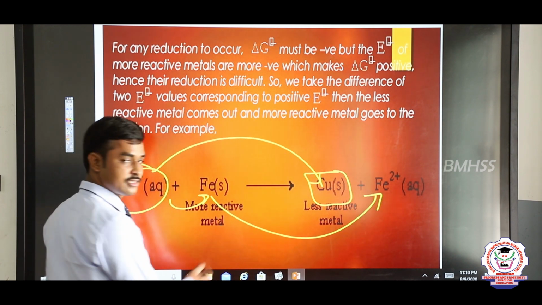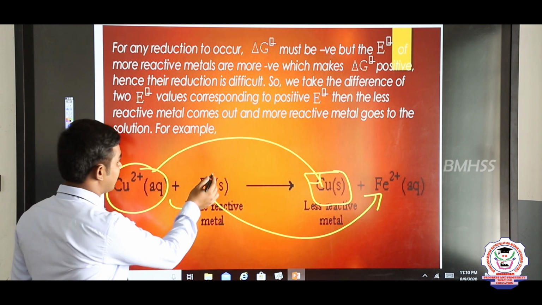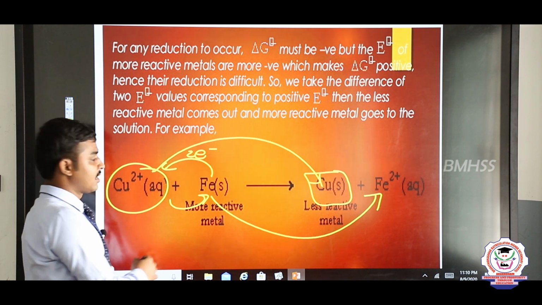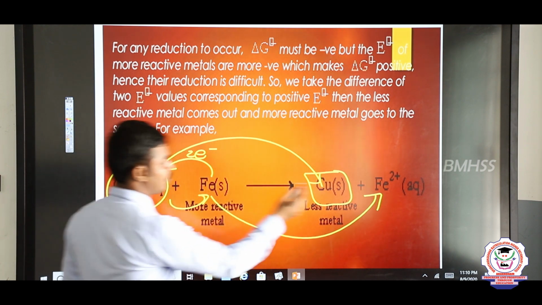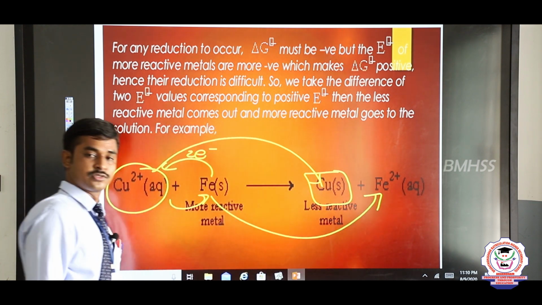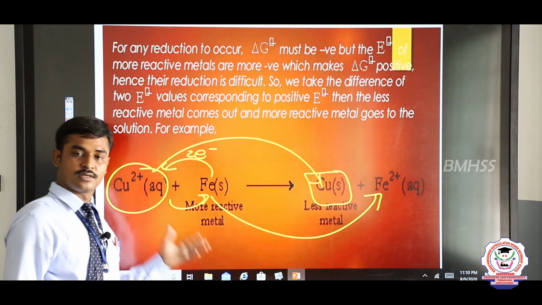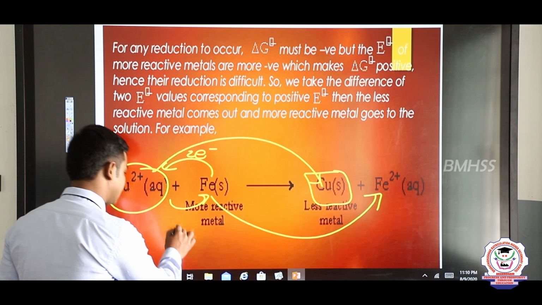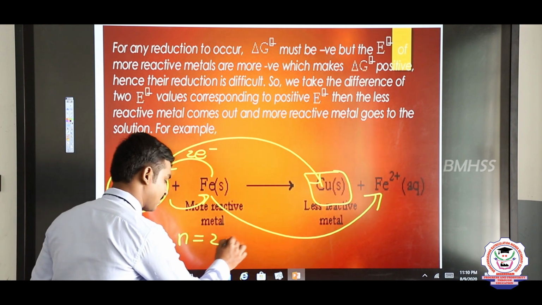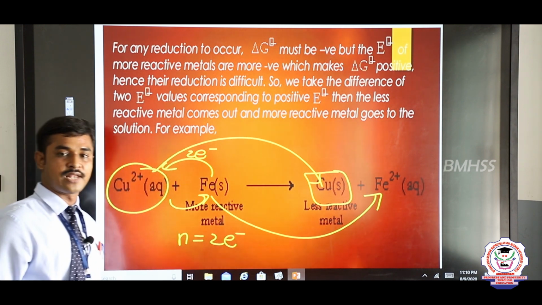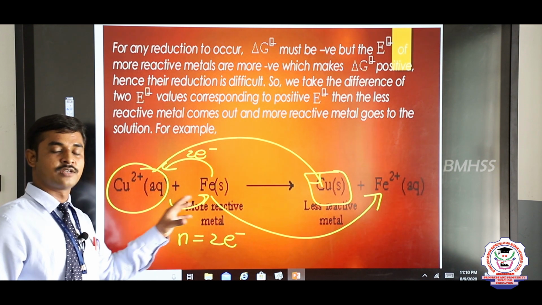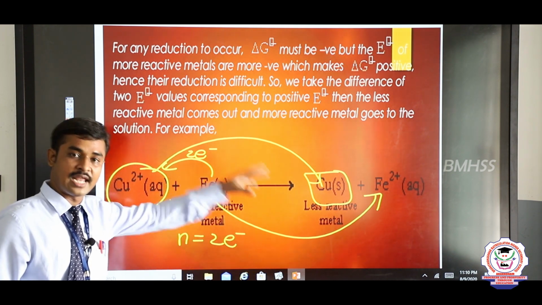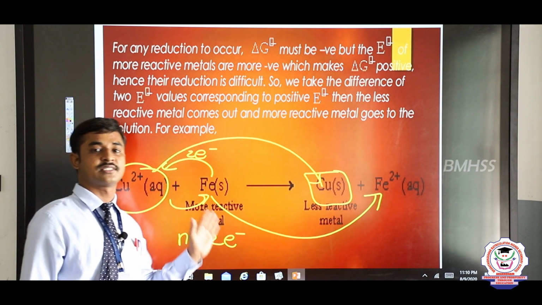So, in this reaction, the copper attracts two electrons from iron, and the iron loses 2 electrons to form the Fe2 plus. The movement of electrons is measured, and the number of electrons moved in this reaction, N, is equal to 2. So, the value N is 2, the constant value of Faraday is considered to be F, and the potential of these electrodes is calculated as E naught.